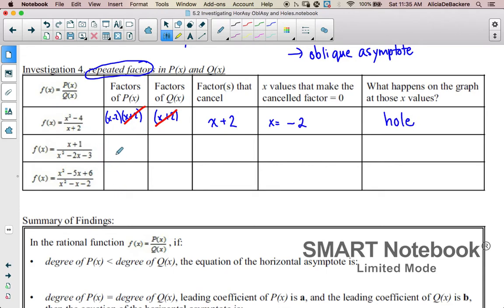So let's take a look at the next example. We've got x plus 1 as the factor on top, and on the bottom I've got the factors x plus 1 and x minus 3, right? What multiplies to negative 3 and adds to negative 2? Positive 1 and negative 3. So the factor that would cancel there is x plus 1, and the x value that would make this thing equal 0 is x equals negative 1. So I'm going to go look at negative 1 on the graph of this guy.